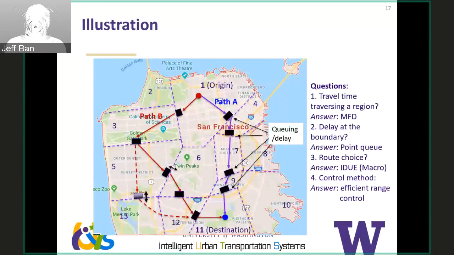And route choice, as I mentioned, we use the dynamic user equilibrium, which is basically instantaneous, which means I only look at what's happening now to make my choices. And the control measure, of course, is efficient range control, right? So in the next couple of slides, I'm going to explain these 4 major problems with 1 or 2 slides for each, so hopefully it won't take lots of time.